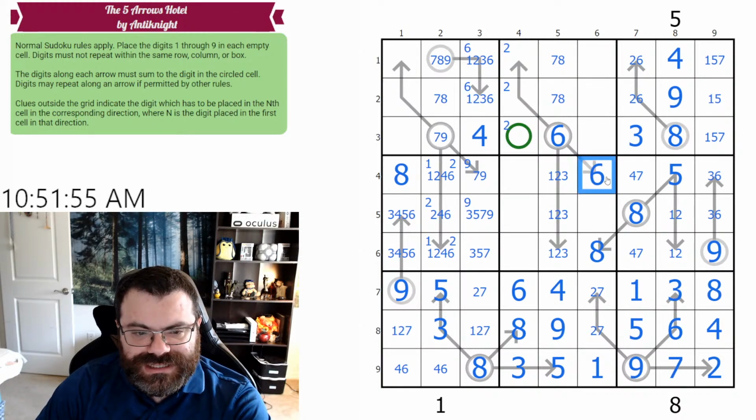Six in box 5 looks over. That's not a 6. True. Oh, it looks over this way. That's 3 and 6. That's not a 3.